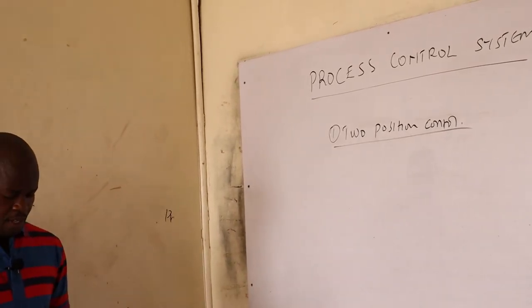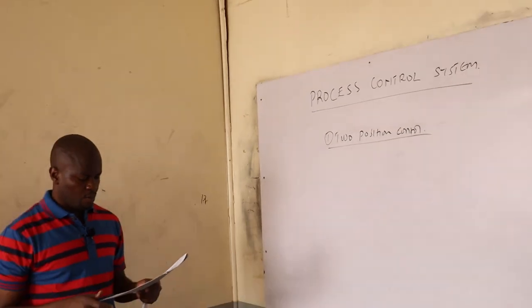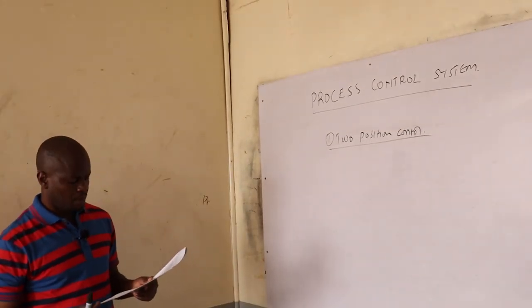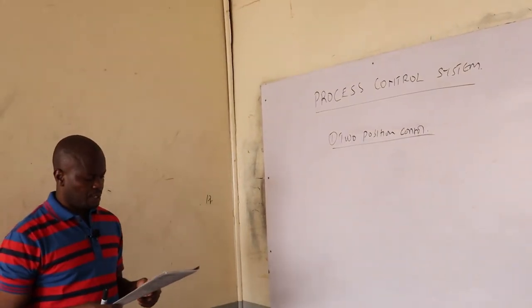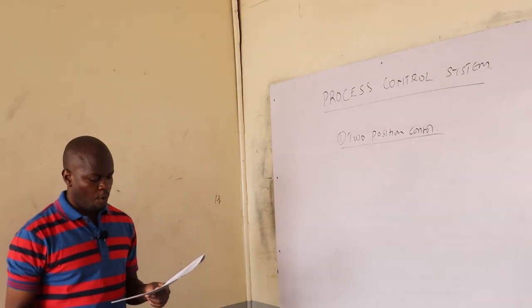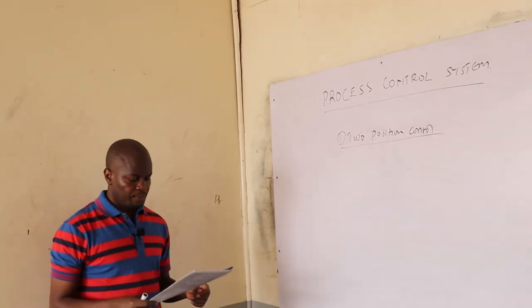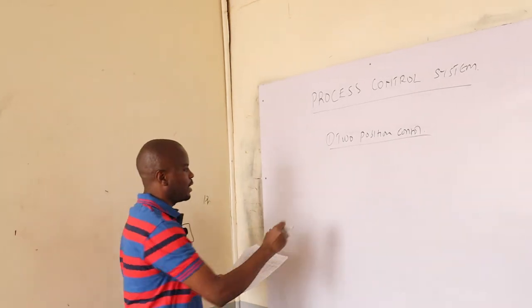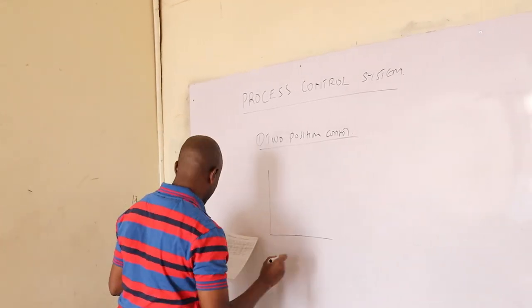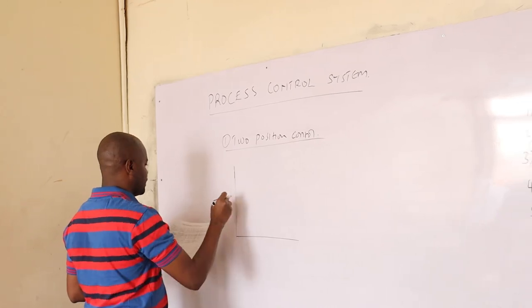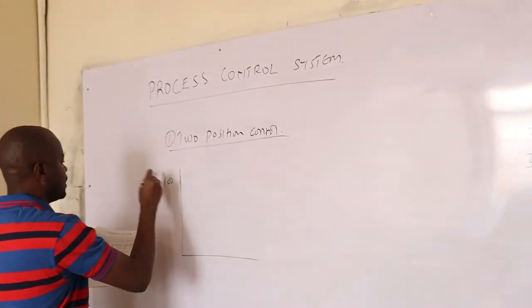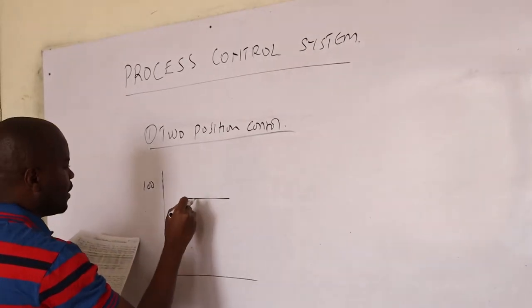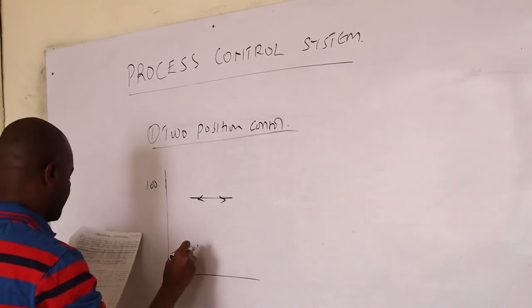Two position control. When you talk about two position control, this is the simplest and the most commonly used mode of control. In this case, the controller output only has two possible values. This is always dependent on the output curve of a two position controller, and the output curve of a two position controller is as shown. We can talk about its output curve in terms of percentage. You can say that is 100.